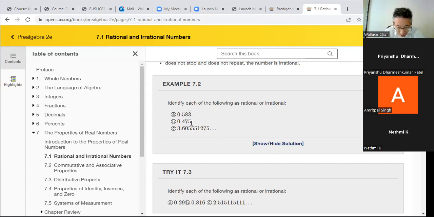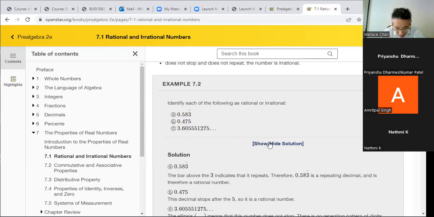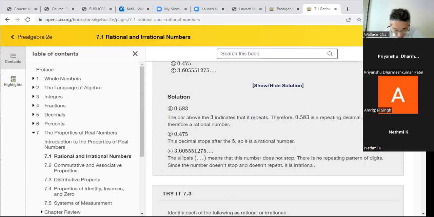B, is it rational or irrational? It's rational because it's not repeating, and it stops. And then how about C? Irrational. Thank you, Nami. Thank you, Priyansu. You are so right.